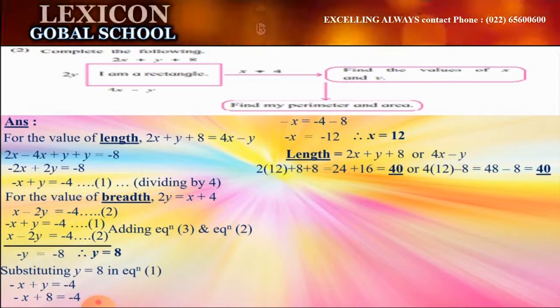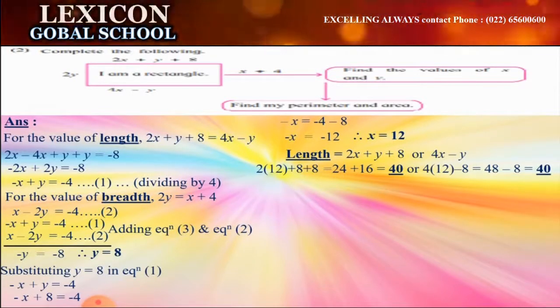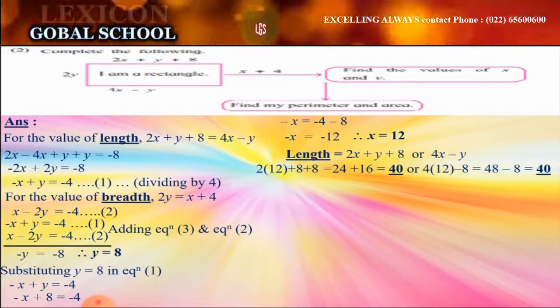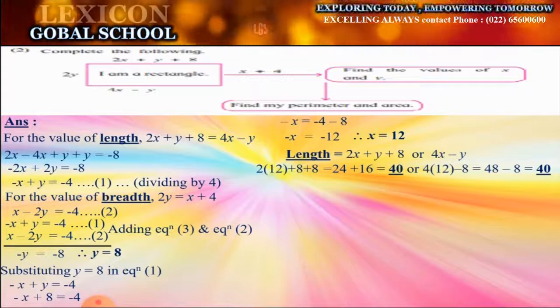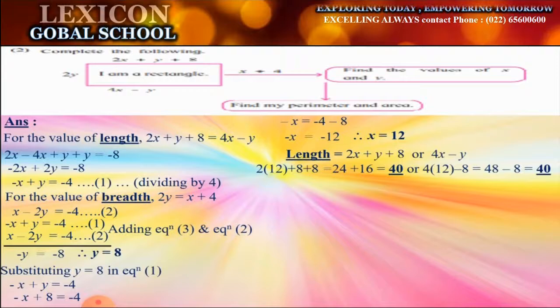Second equation, therefore, or 4x minus y. 4x means 4 into 12 minus y. y is 8. 4 into 12 minus 8. 4 12s are 48 minus 8. Therefore, our answer is 40. Therefore, the value of length is 40.